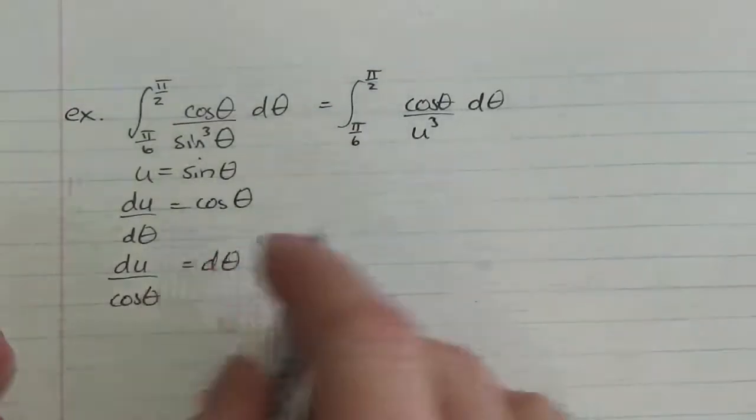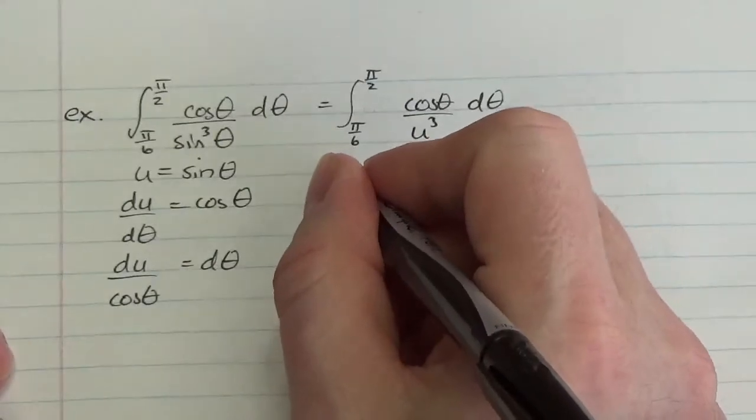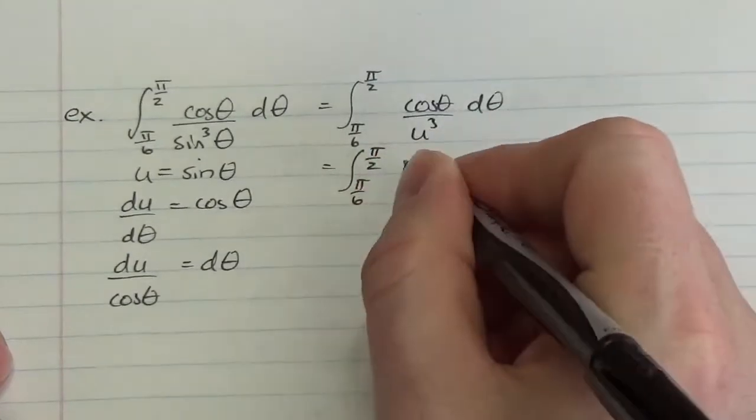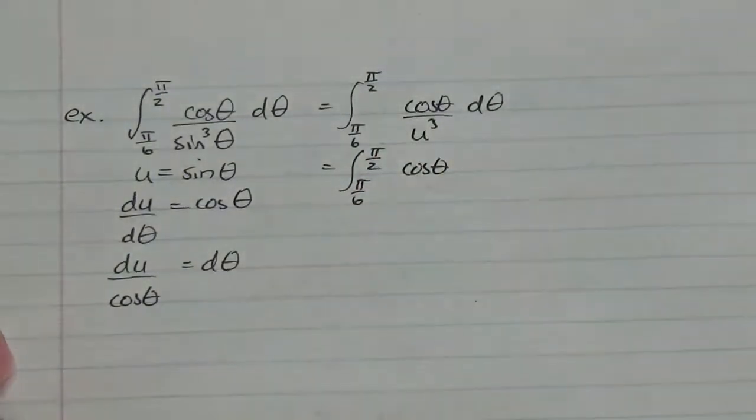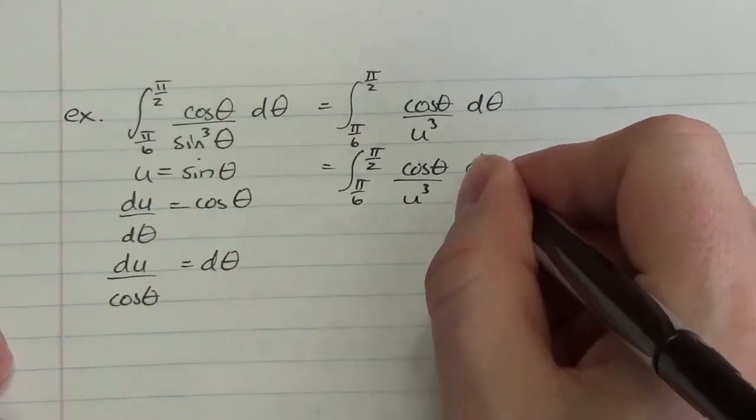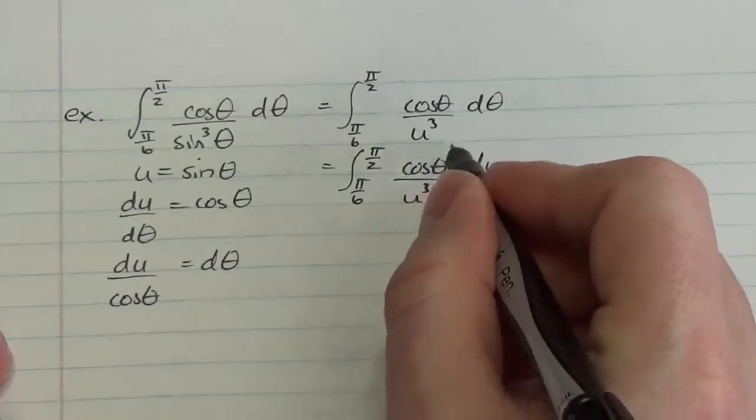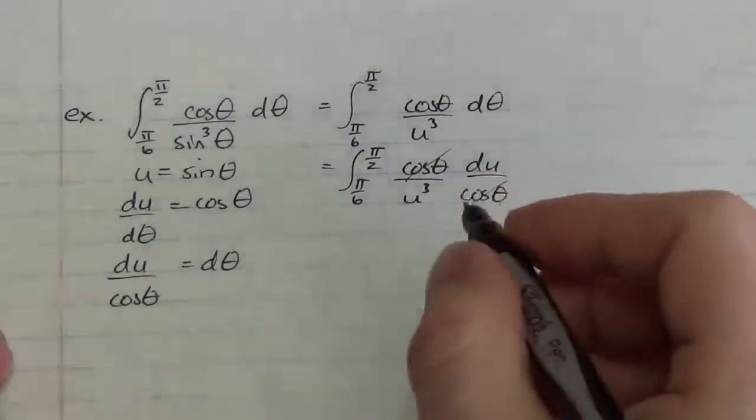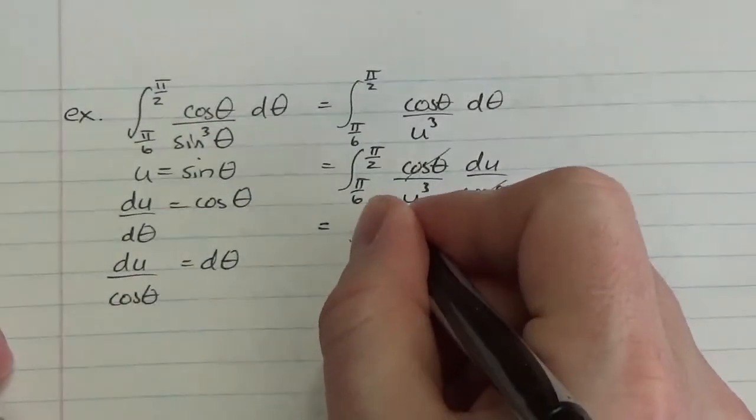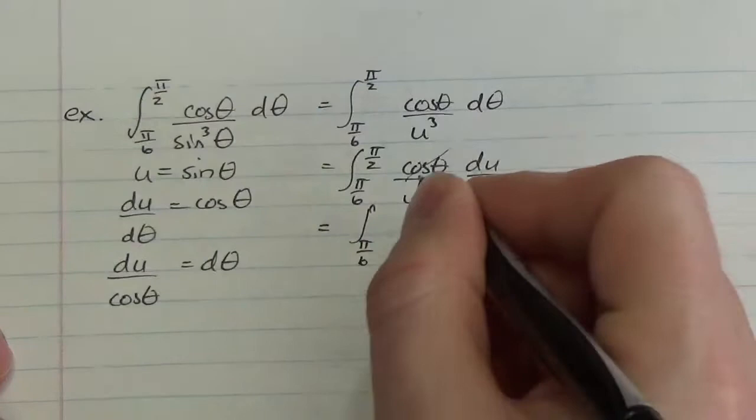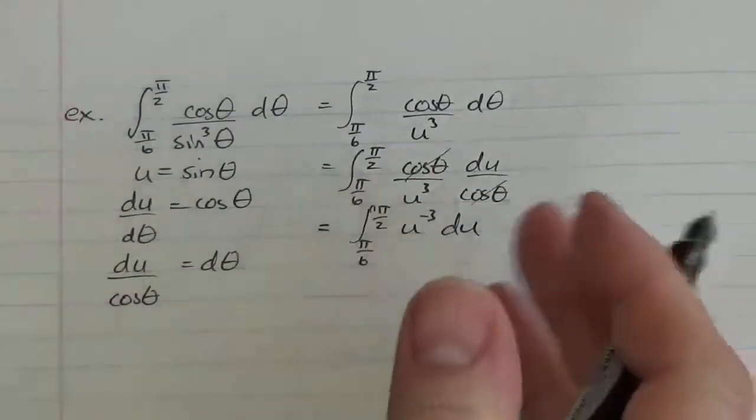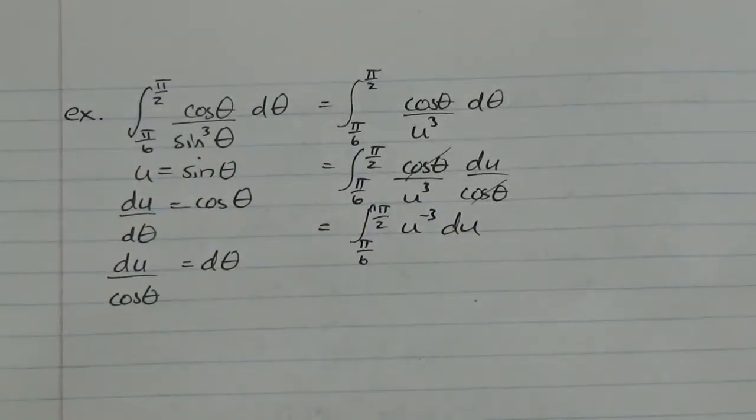And now when I make that substitution, I'm going to come into here. This is going to be pi over 6 to pi over 2 cosine of theta over u cubed. And this will end up being du over the cosine of theta. And the cosine of thetas are going to cancel. And so what I'm left with here is going to be, and I'm going to write this up, pi over 6 to pi over 2 u to the negative 3 du. It's just a little easier to write that like that in one line there.